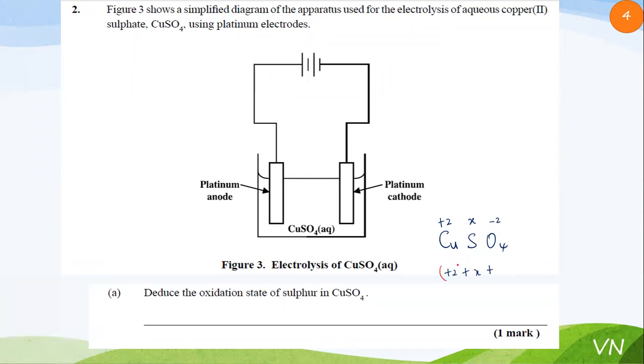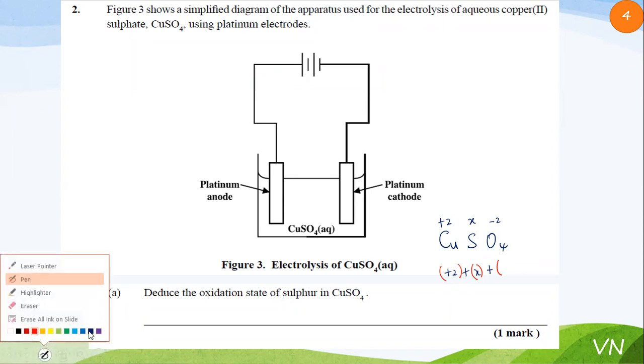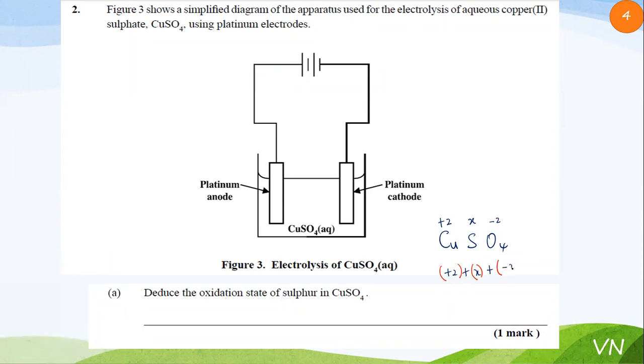The +2 was from the copper, the X is from sulfur, and this is going to be minus 2 times 4, and that should be equal to 0. So solve for X and tell me what the value of X is. X is going to be the oxidation state of sulfur.